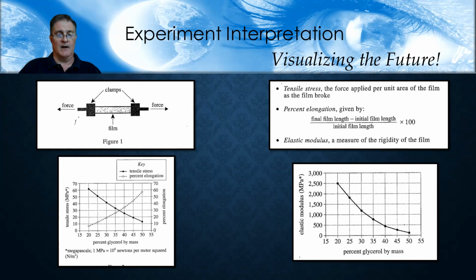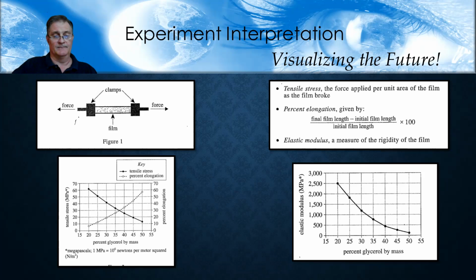Now, our upper right figure, notice there are italicized words. And when you see italicized words, you must read the meaning of them. My question to you is, did we just predict any of the italicized words before reading them? Well, the first italicized word is tensile stress. What does it mean? The force applied per unit area of the film as the film broke. So they were testing to see how much force it took to break it. Well, we predicted that just a second ago.